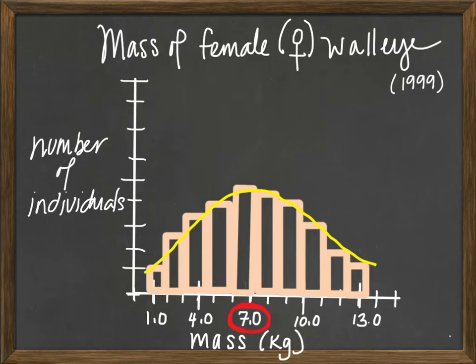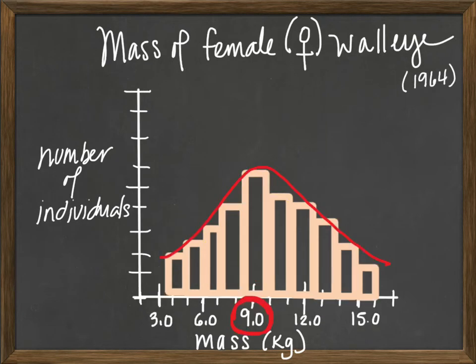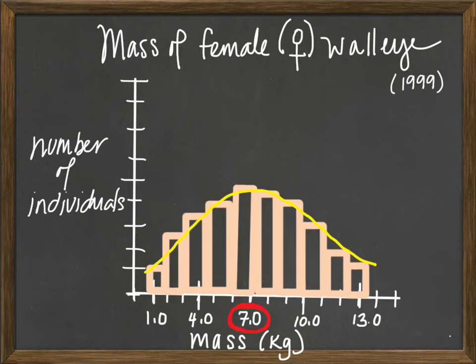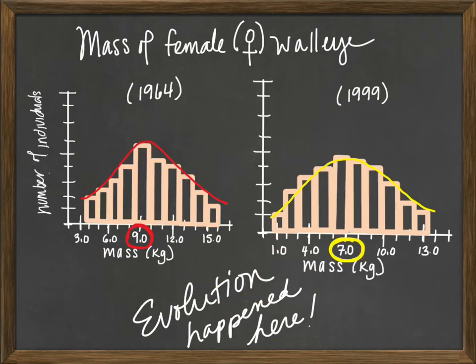Well, the mode for this data is approximately 7 kilograms. Wait, I thought it was 9 before. Oh yeah, it was. So when we compare these two distributions side by side and ask, has there been a change in the average mass of female walleyes in the same age range in the same lake over the last 25 years, 35 years? Well, yeah, there has been. The female walleye population seems to have gotten smaller. Has evolution happened? Yes, evolution has happened right here. It's not that complicated.